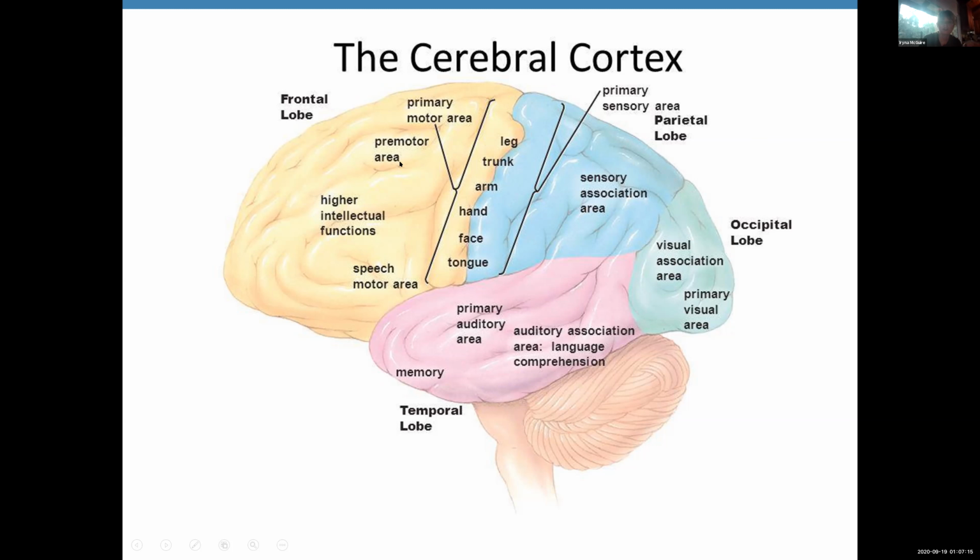Then we have the premotor cortex. We have the prefrontal cortex over here, where your personality is, your higher intellectual function. We also have the primary visual area and vision association area in the occipital lobe, and the primary auditory area and auditory association area in the temporal lobe. So different types of sensory neurons bring their specific signal to the appropriate part of the cerebral cortex.